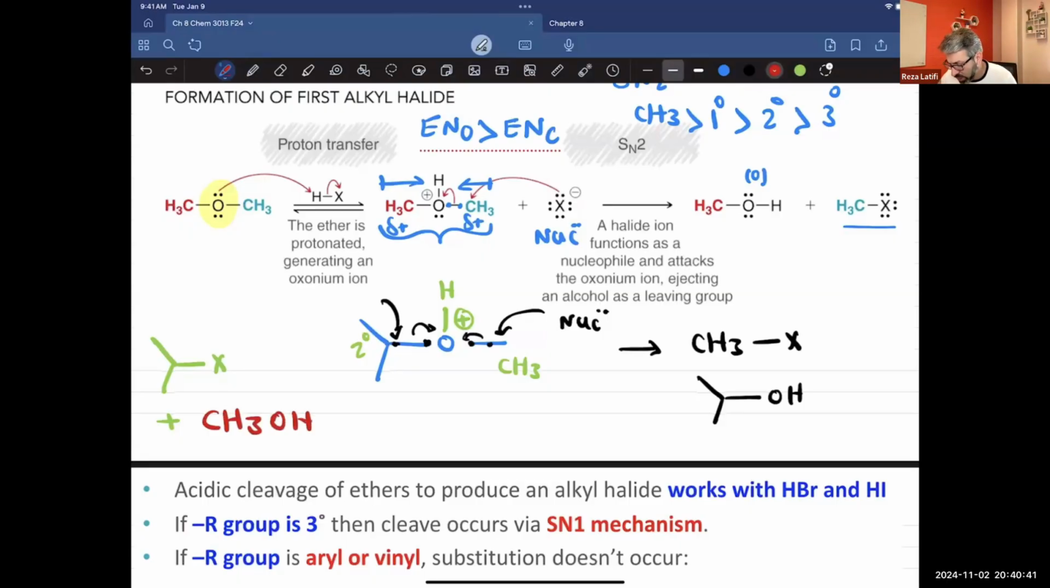Which one is going to happen? The one on the right side. And what's the reason behind it? This is an SN2 reaction. An SN2 reaction will favor the carbon with fewer substituents. So the right side is going to happen, the left side, no.